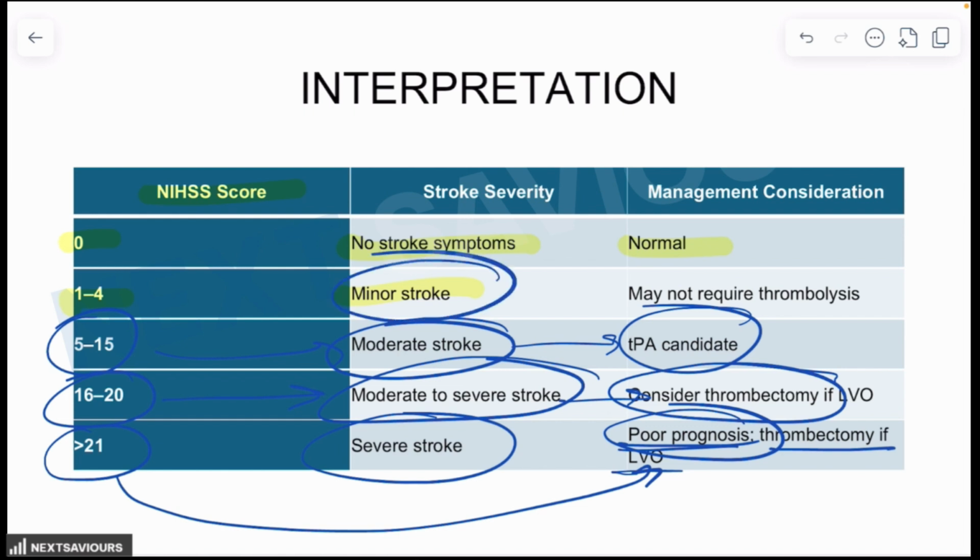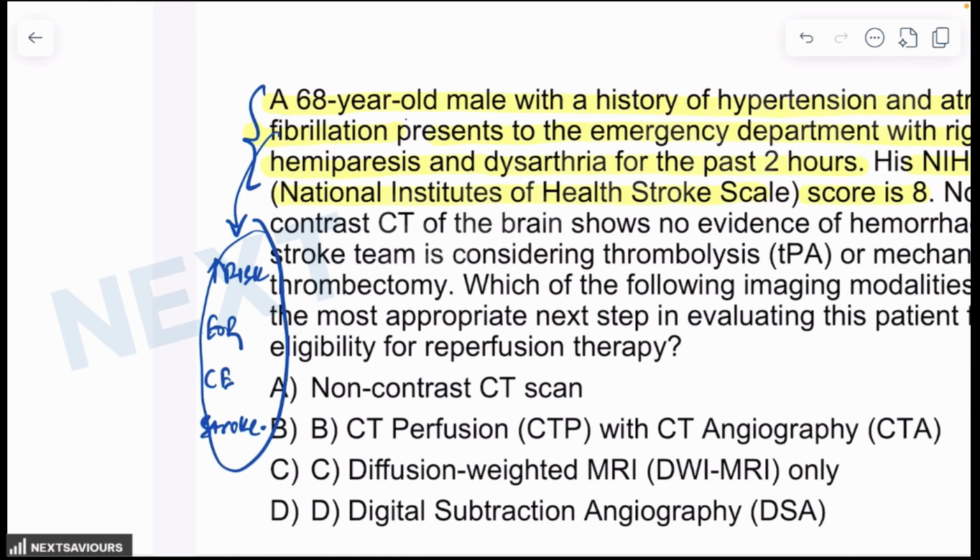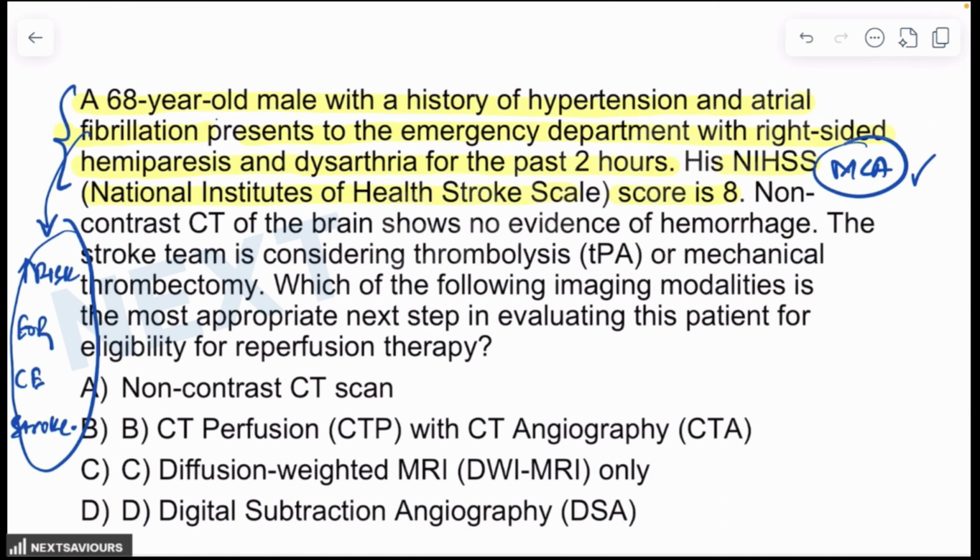If the patient is suffering from minor stroke, then he may or may not require thrombolysis, but it is not the only criteria for deciding the management. This is just a clinical suggestion. It is a help. The management would be based on identifications on the imaging. Now, if you read the question back, his NIHSS score is 8. That means the patient is lying in moderate to severe sort of ischemia.